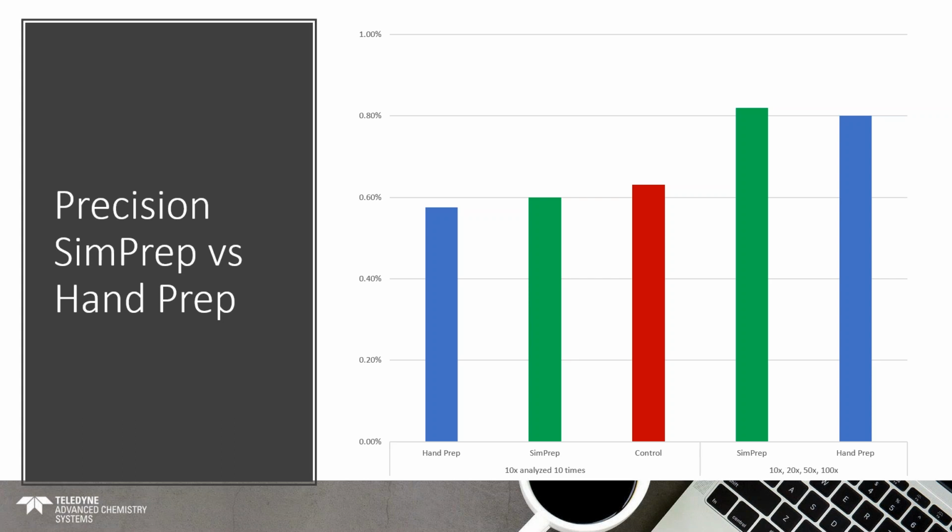In addition to that, we also did some different types of dilutions with the sample: 10x, 20x, 50x, and 100x. We ran those in triplicate and then took the average RSD. Again, the idea was to get a sense of, we know it can do 10x really well, but what if we do a wider variety of dilutions? Is our reproducibility still going to be good? There again, the hand prep and the SimPrep are very nearly indistinguishable at 0.8% RSD. So very good RSDs there. We're able to get excellent reproducibility despite the different volumes being used.